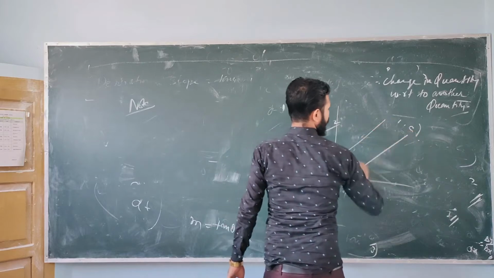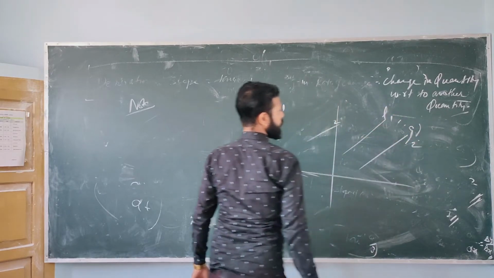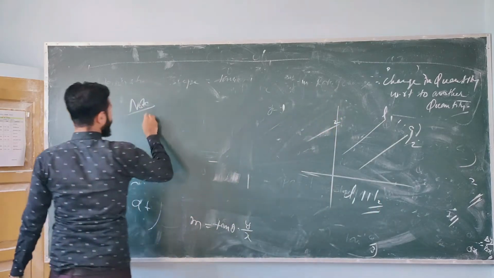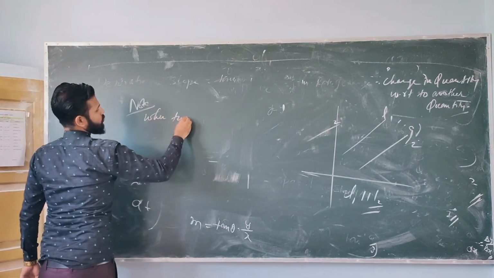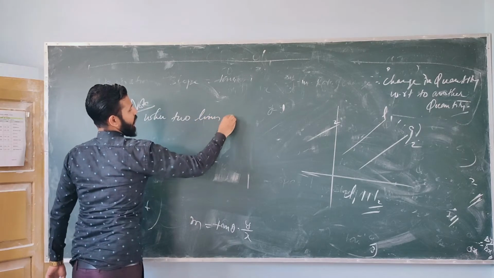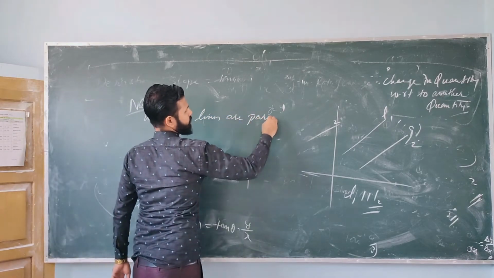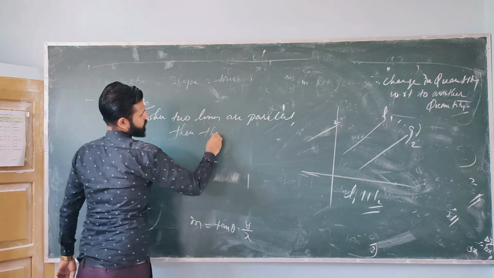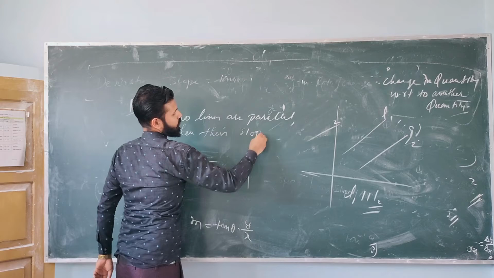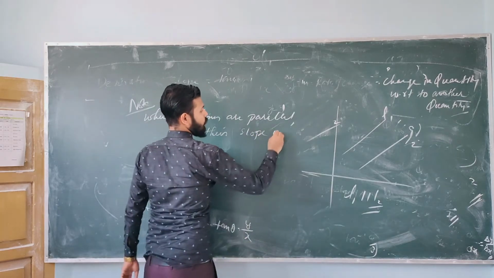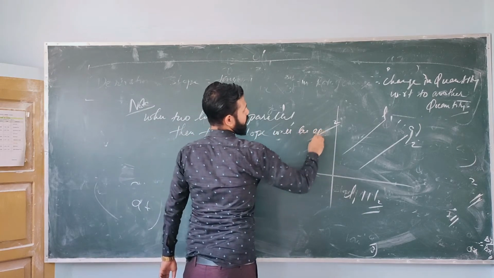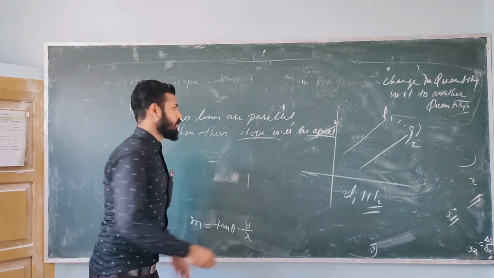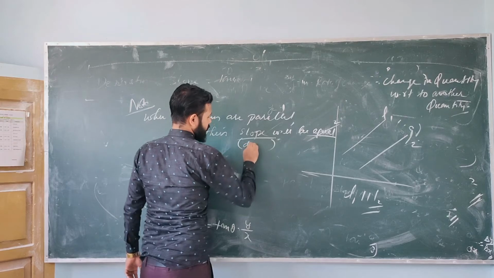Write L1, L2. Write L1 parallel to L2. So write: when two lines are parallel, then the slope will be equal. Slope means derivative will be equal. In the slope you can write derivative.